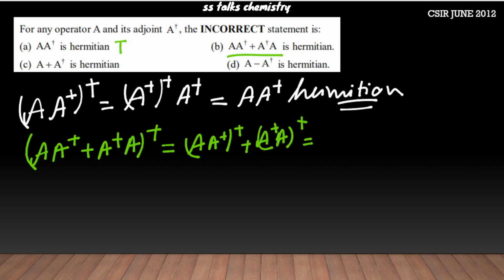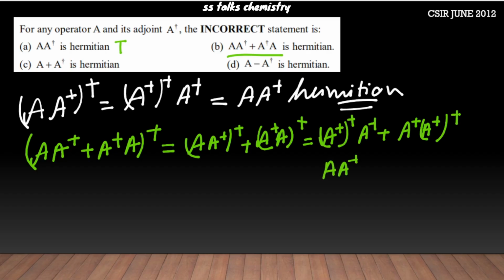So it can be opened as A dagger's dagger into A dagger plus A dagger into A dagger's dagger. Right, so it will be equal to A into A dagger plus A dagger into A. So the same operator you are getting, so that means it is Hermitian only. So this statement that it is given to be Hermitian is also true.